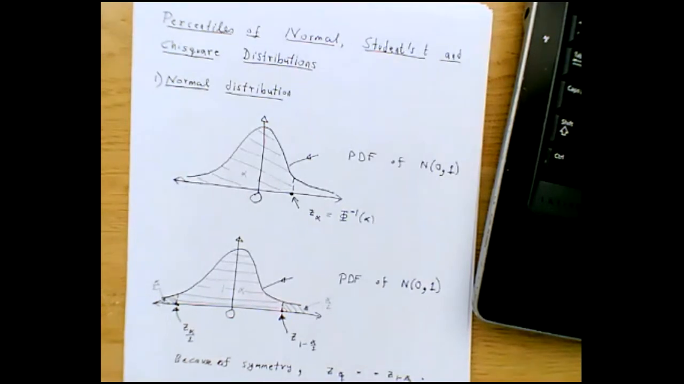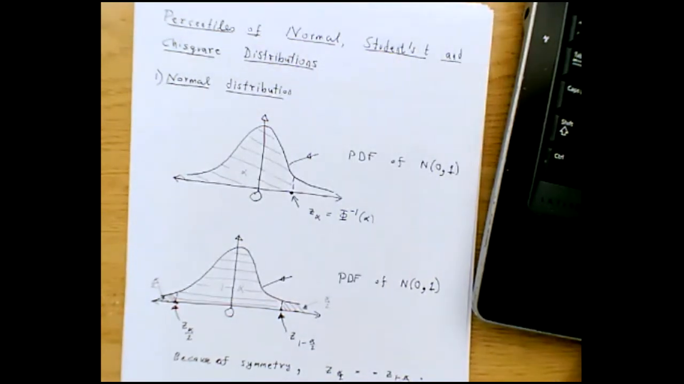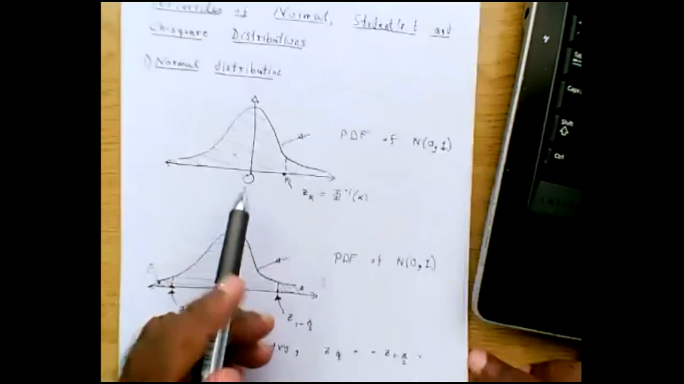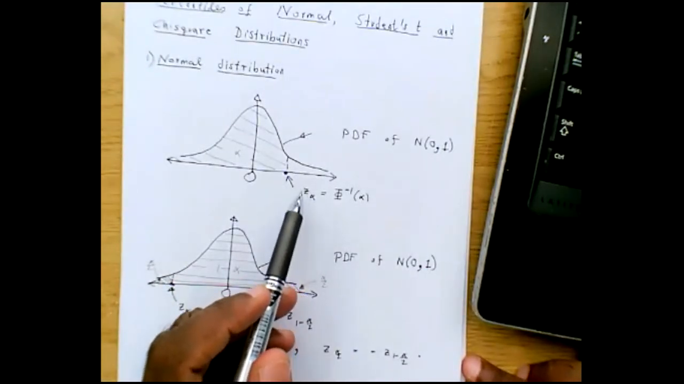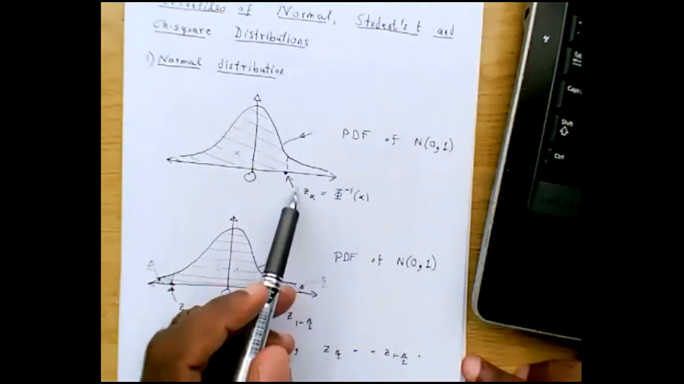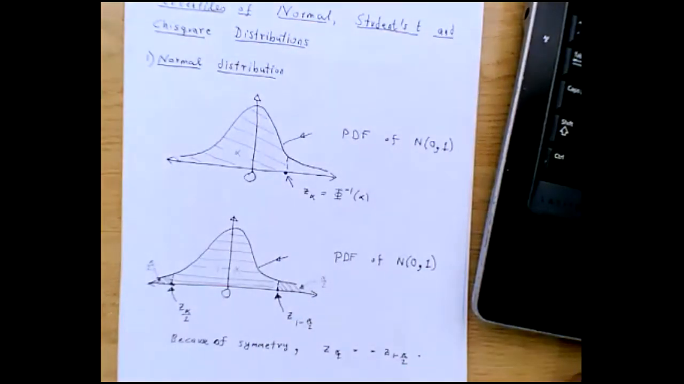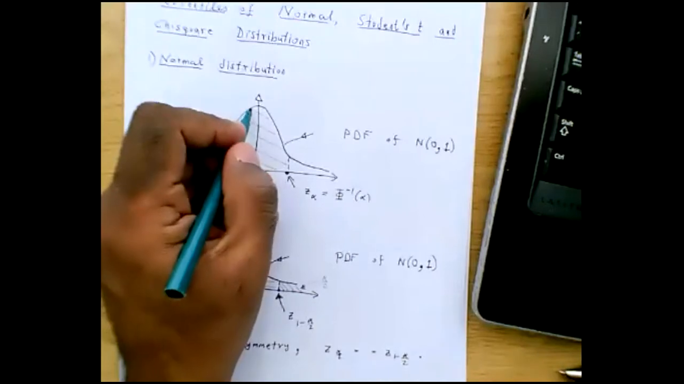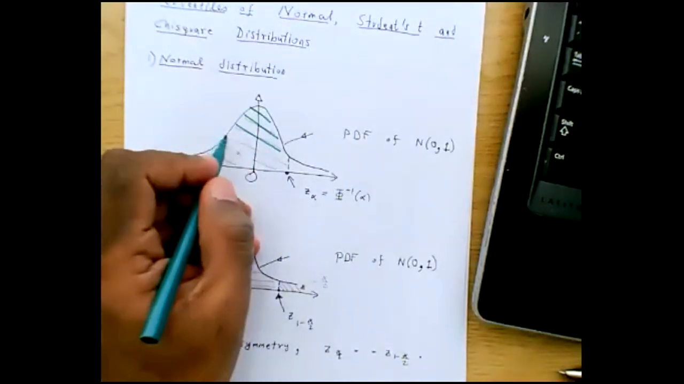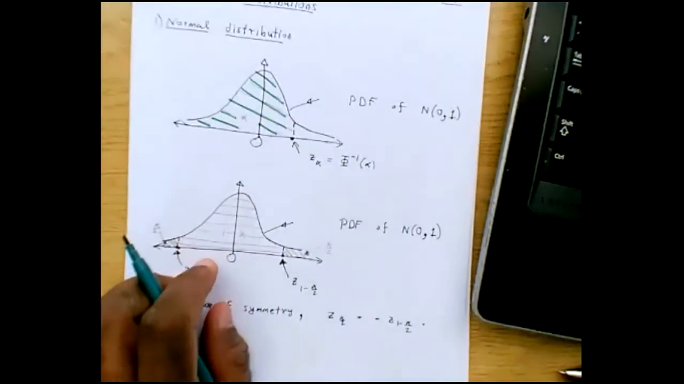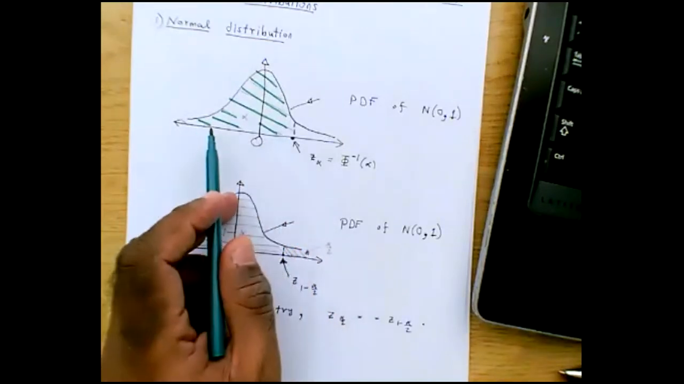So this is the first video I did, which is on the percentiles of the normal, student t, and chi-square distribution. I'm sure all of you know the normal distribution. This is the normal density. The percentile is defined by this notation Z subscript alpha, which means the area to the left of the point is equal to alpha, right? So this denotes the point where the area to the left is alpha.